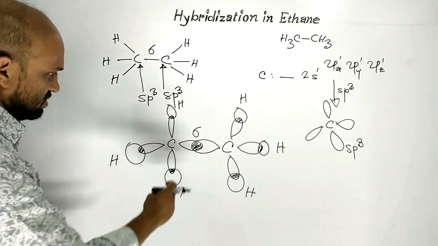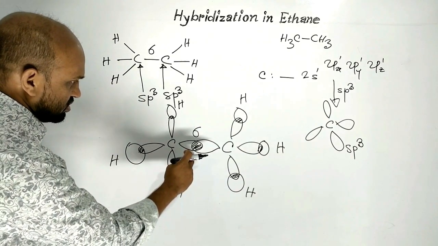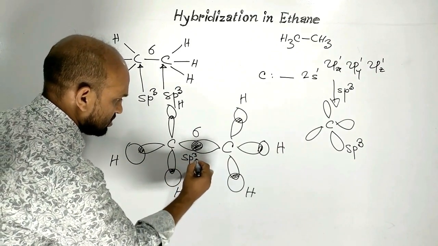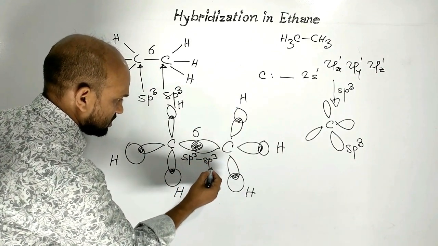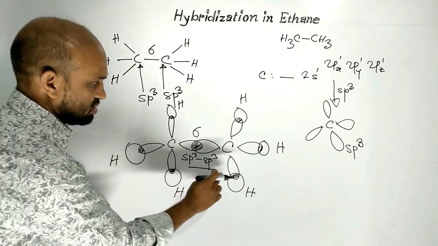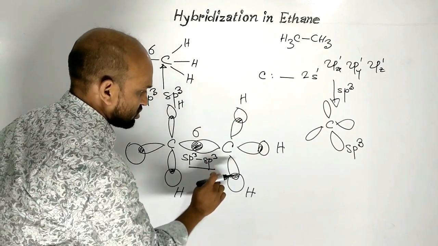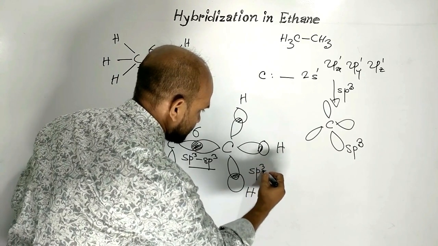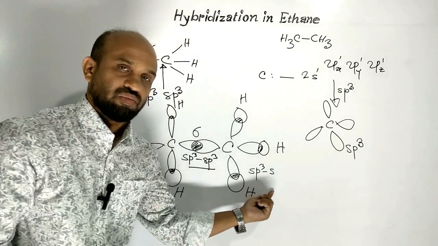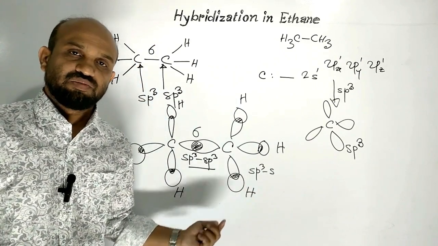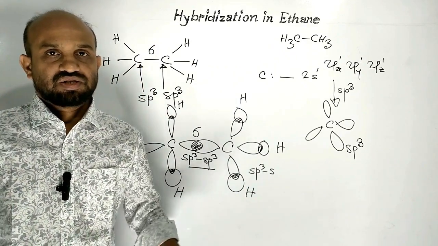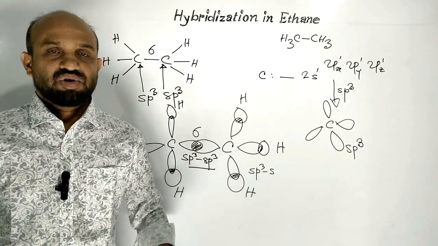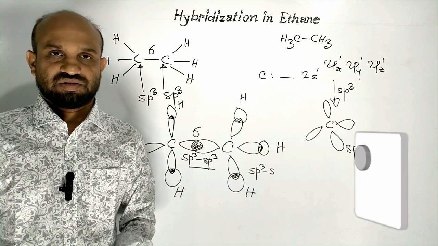Here, this bond, the bond formed by sp3 overlap, is a kind of sigma bond, and all the carbon-hydrogen bonds, which are formed by the overlap of sp3 and s orbital of hydrogen, are a kind of sigma bond as well. This is the complete orbital structure of ethane, in which carbon atoms are sp3 hybridized.